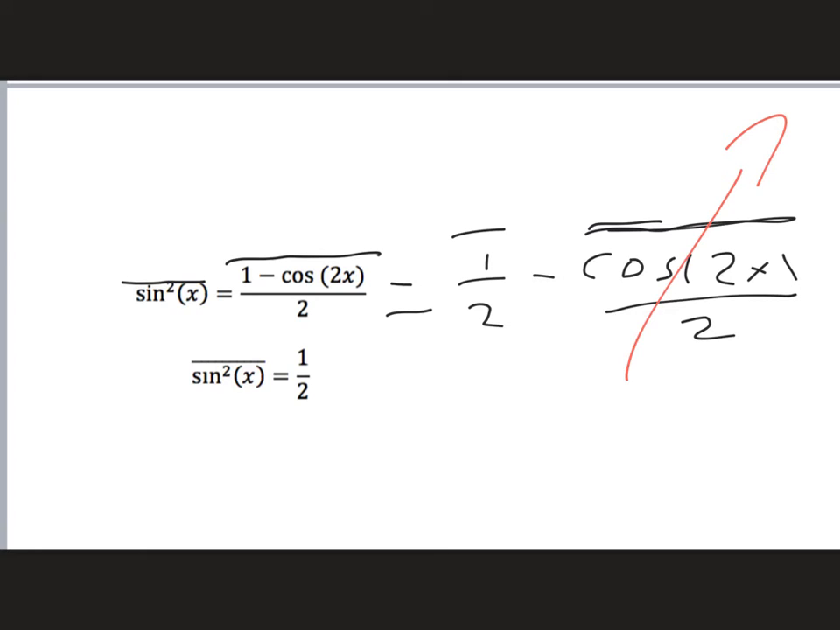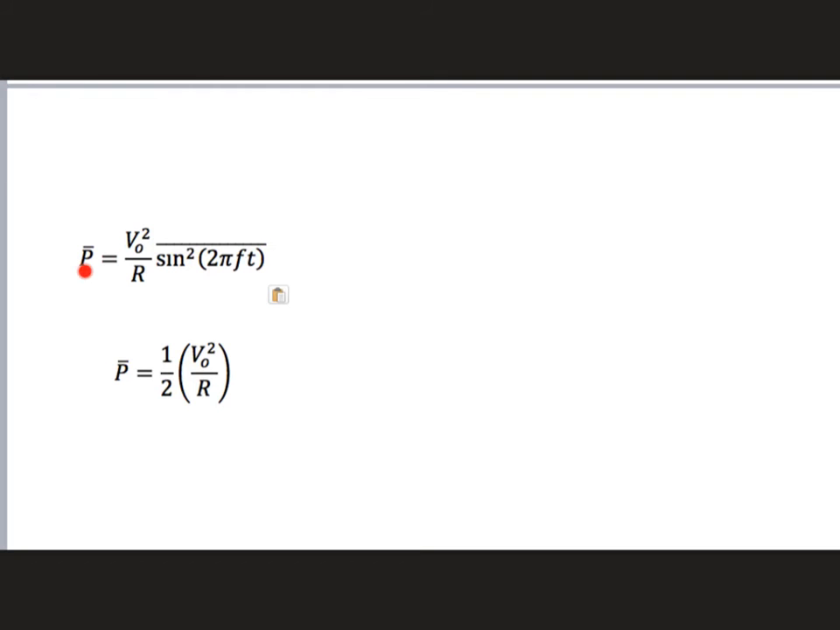So we can apply that to the formula we had on the previous slide, which was P average is V naught squared over R times the average of this sine function. Well, we now know that the average of this sine function is simply going to be 1/2. And so that tells us that the average power is 1/2 V naught squared over R. Again, R is the resistance in the circuit, and V naught is the amplitude, the peak amplitude of our voltage.